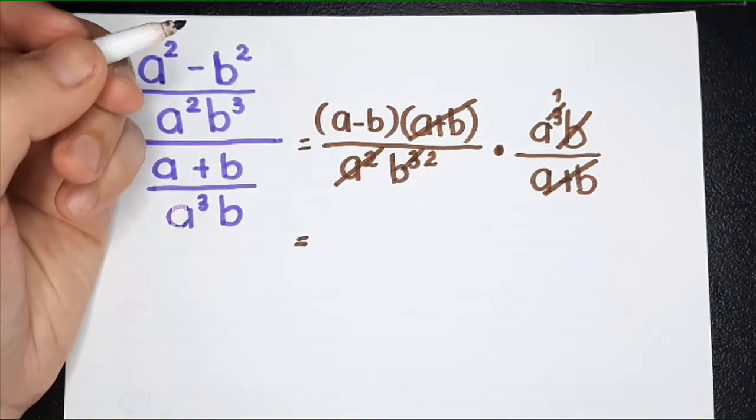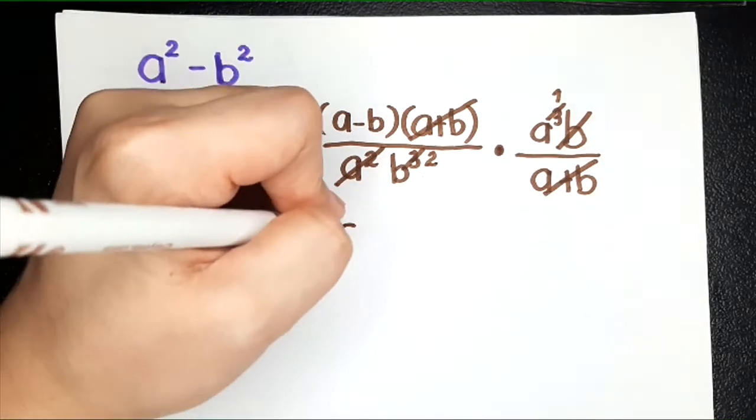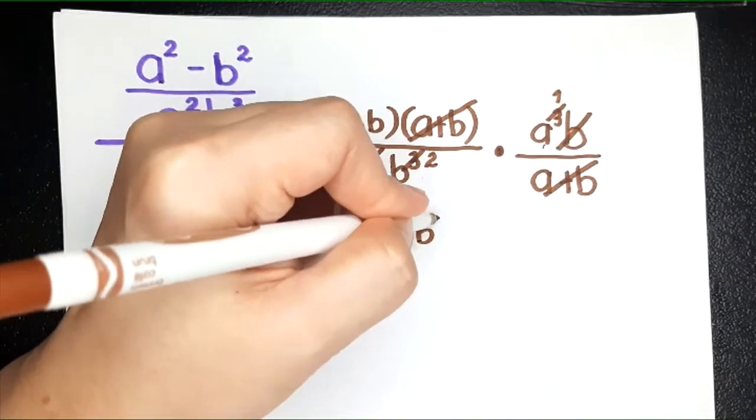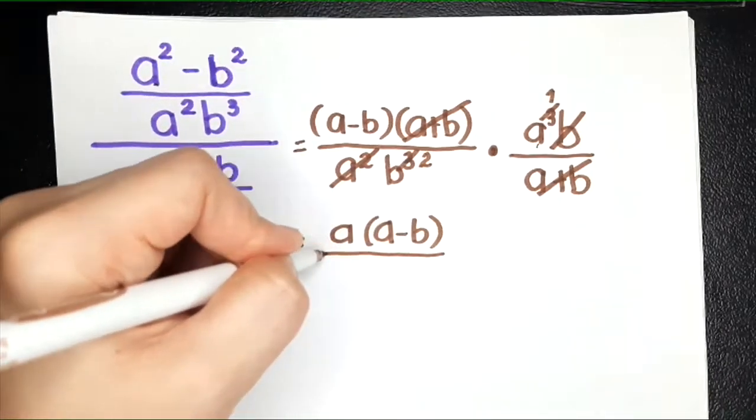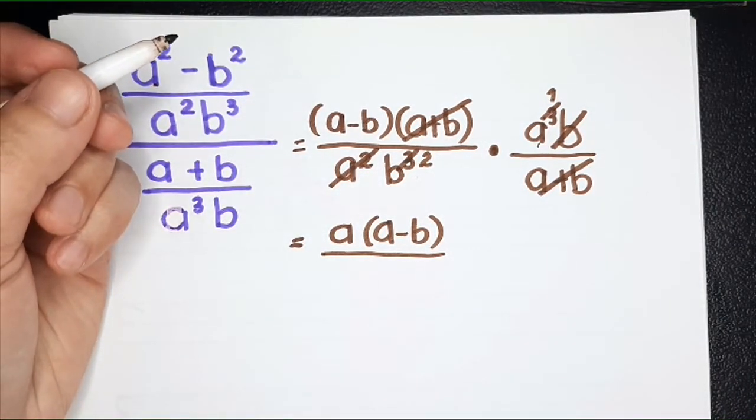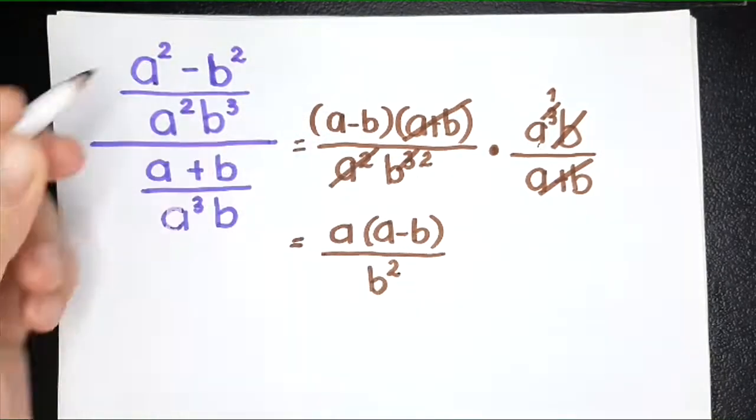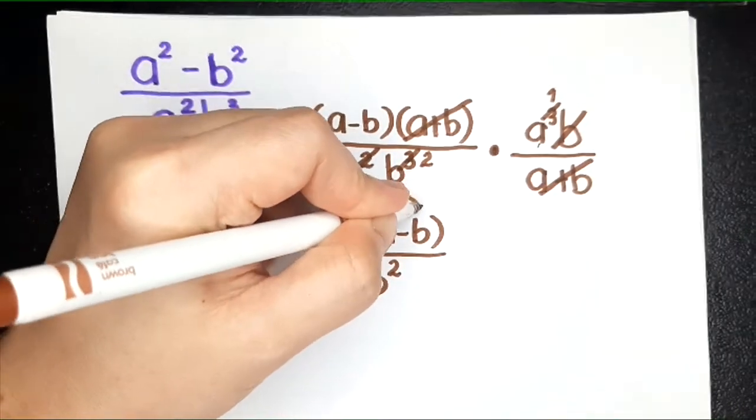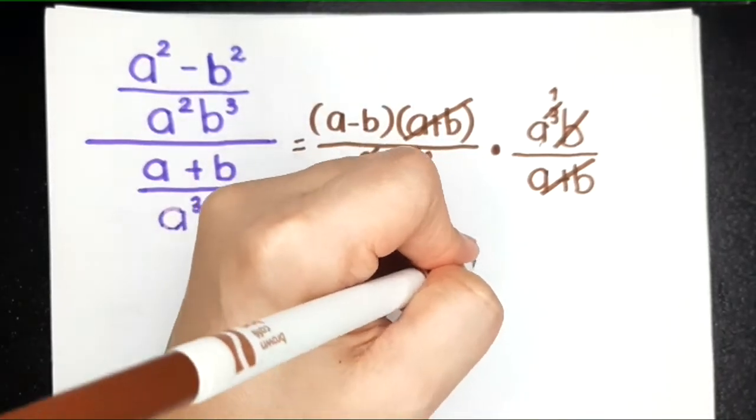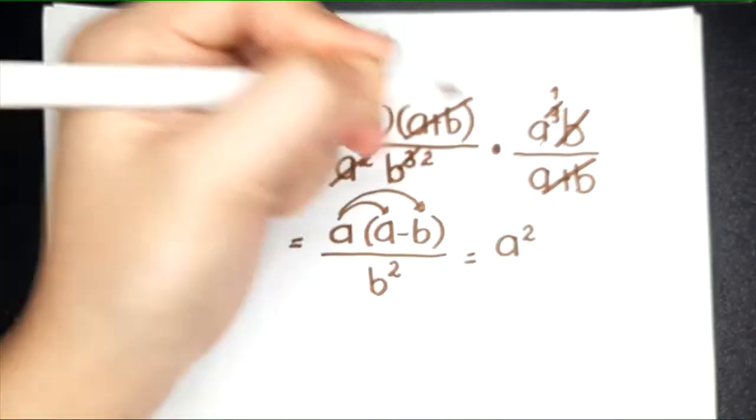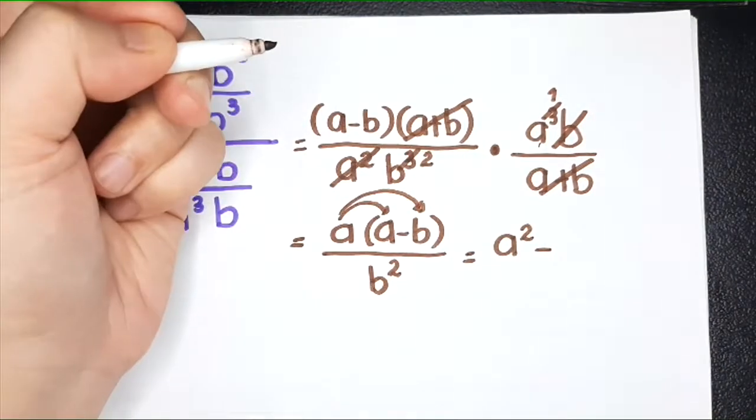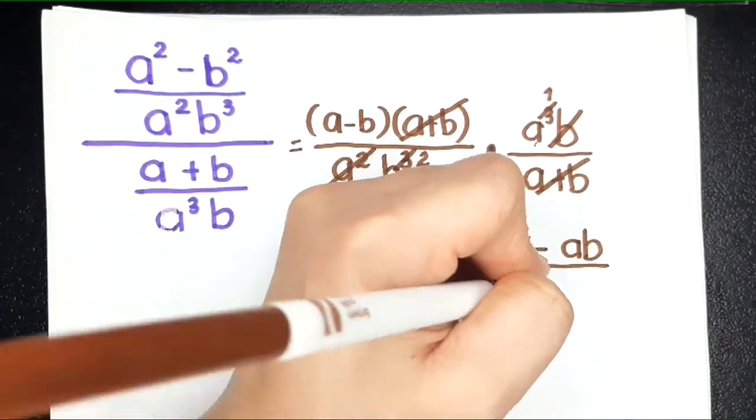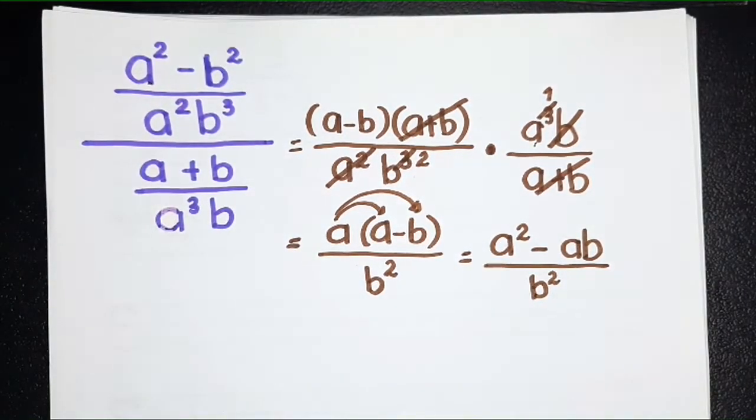You're going to have, on top, a, because of this, a times a minus b. Right? Over, what's at the bottom? It's only b squared. Okay? So you may also want to distribute this a inside. And what do you get? You're going to have a squared minus ab, divided by b squared. Okay?